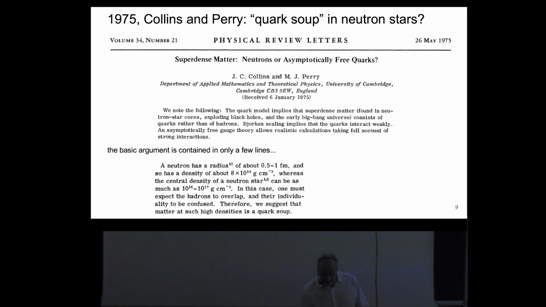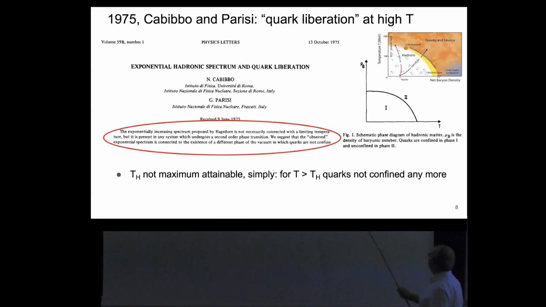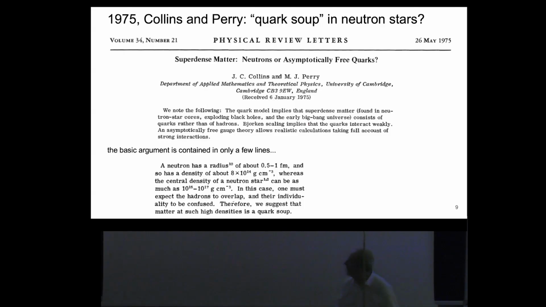There was the other paper that Enzo was referring to, Collins-Perry, and in a sense, Cabibbo and Parisi were going to the high temperature, Collins-Perry were going in their formulation to the high baryon density. Here again, the basic argument is very, very intuitive and simple. A neutron has a radius of about 1 Fermi, so it has a density of about 10 to the 15 grams per cubic centimeter, whereas the central density of a neutron star can be as high as 10 to the 16, 10 to the 17. So 1 or 2 orders of magnitude. In this case, one must expect the hadrons to overlap and their individuality to be confused. Therefore, we suggest that matter at such high density is a quark soup.